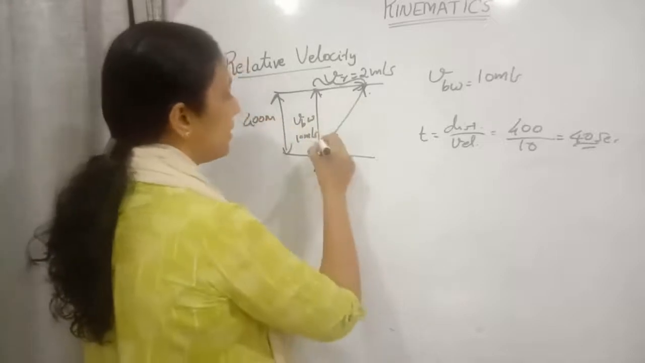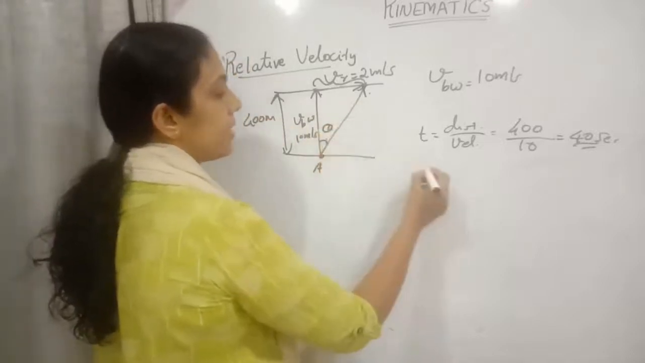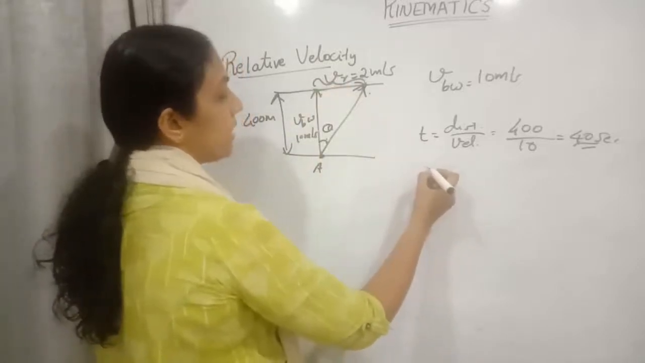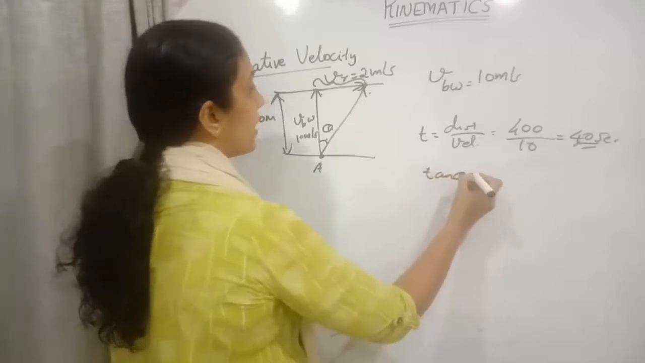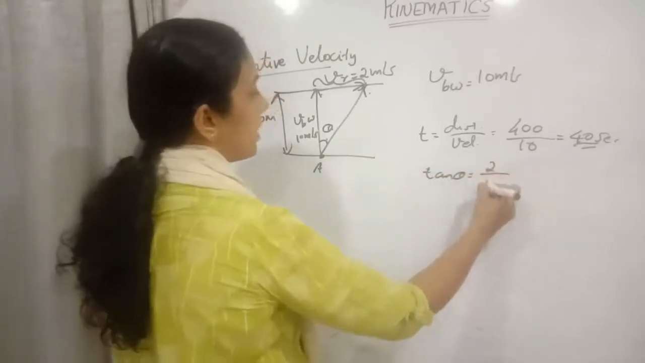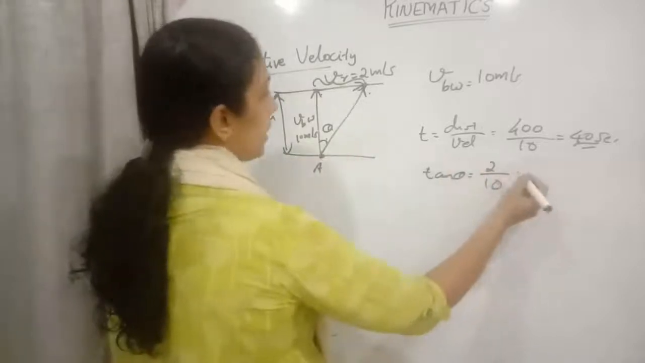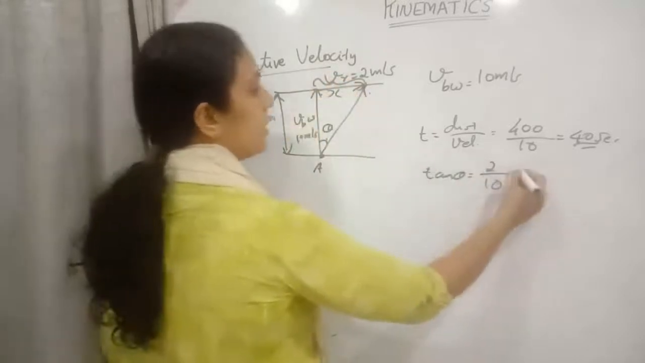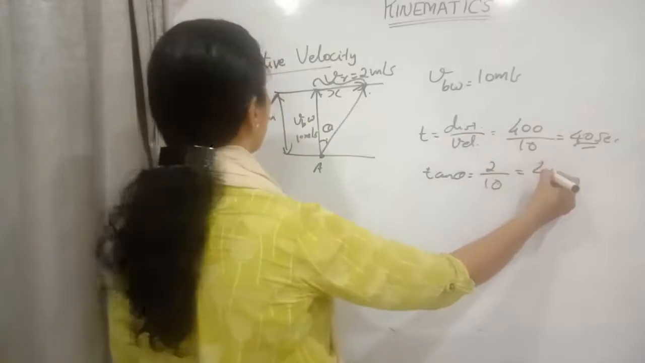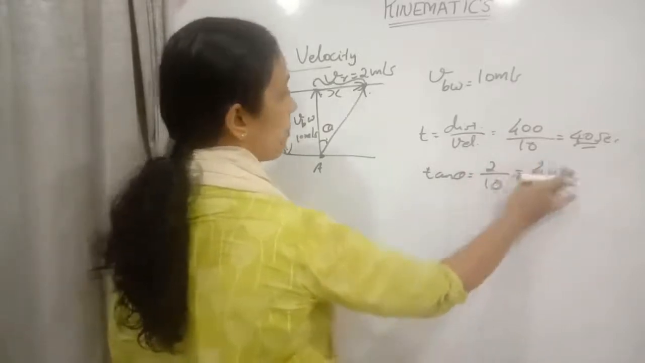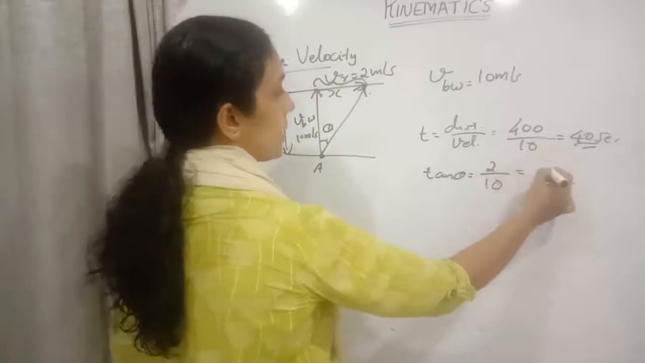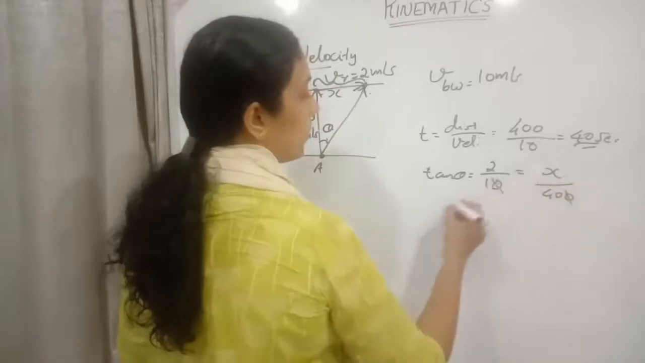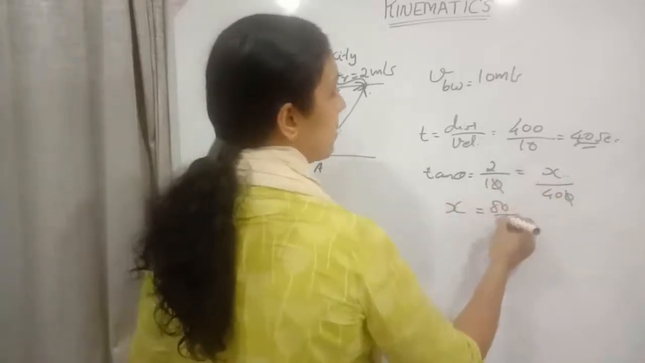Here, see, this angle I am taking as theta. Okay, then first I am considering the velocity. In that I am considering tan theta. Tan theta equals opposite side divided by adjacent side. That will be equal to, next I am considering the width. Okay, in terms of width I can write 400 as the adjacent side and the opposite side is x. So x divided by 400. Okay, therefore x I'll get as 80 meters.